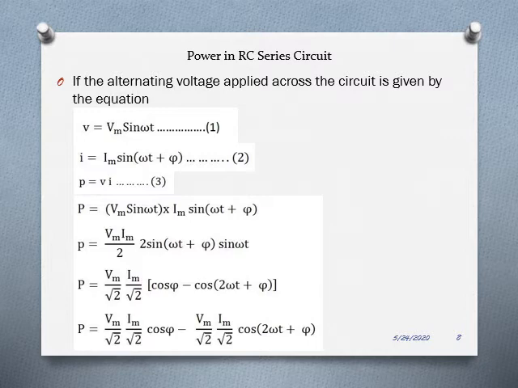Open the bracket and simplify, and you get two terms. One is a constant term and the other is a double frequency term. The constant term is Vm by root 2, Im by root 2 cos phi. And the double frequency term is Vm by root 2, Im by root 2 cos of 2 omega t plus phi. Now we shall calculate the average value. Average value is nothing but the real power or true power, or the power that is consumed by this RC series circuit.